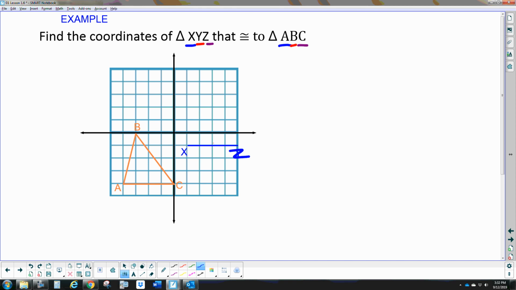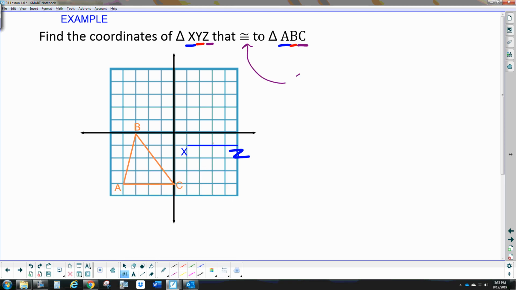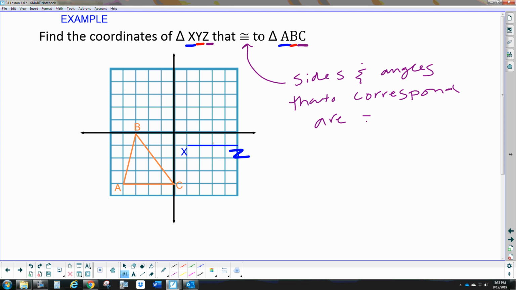Okay, so now when we're looking for congruent triangles, congruent polygons, we know that the segments, the sides, and angles that correspond are congruent. Okay, so that has to be true. If you're talking about congruent triangles, any congruent polygon, their corresponding sides and corresponding angles have to be congruent. Okay, so we're not changing any orientation. We're not rotating the figure. We're not flipping the figure or anything. So it's going to be in exactly the same orientation for now as triangle ABC.